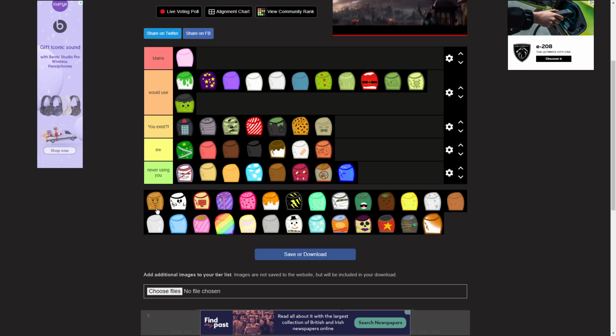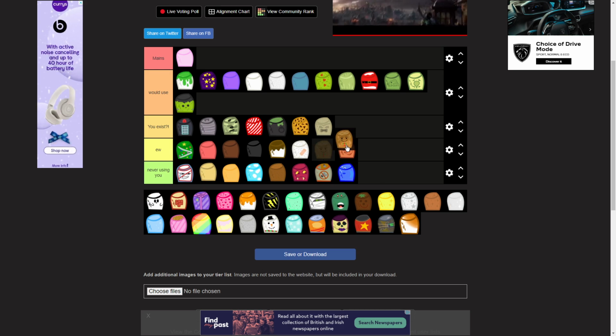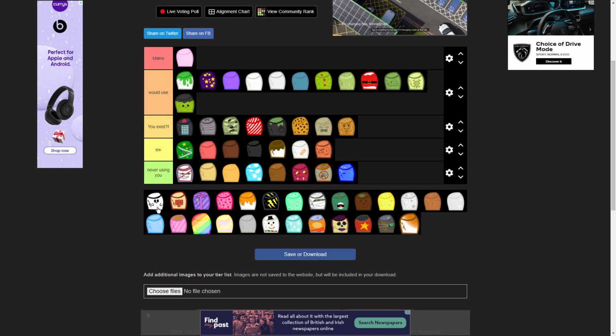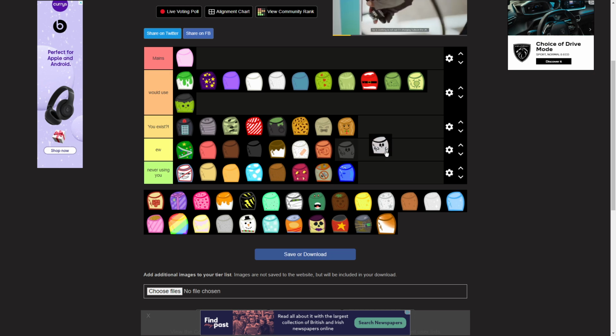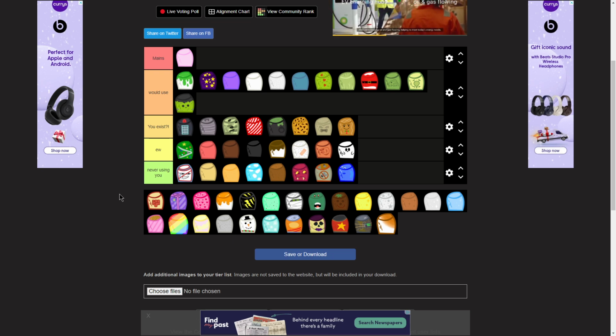Gingerbread man, I didn't know you existed, so I'll just put you in there. Ghost marshmallow. Ew. I wouldn't really use you. I don't like the black outline you have going on. I bet one would have been better.